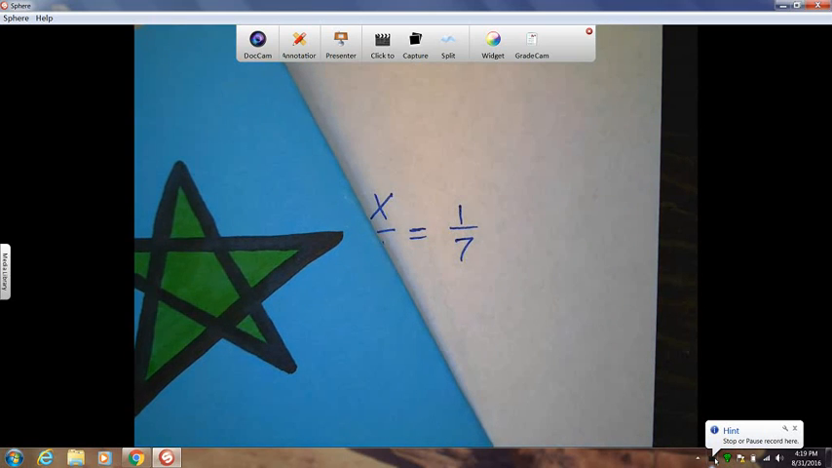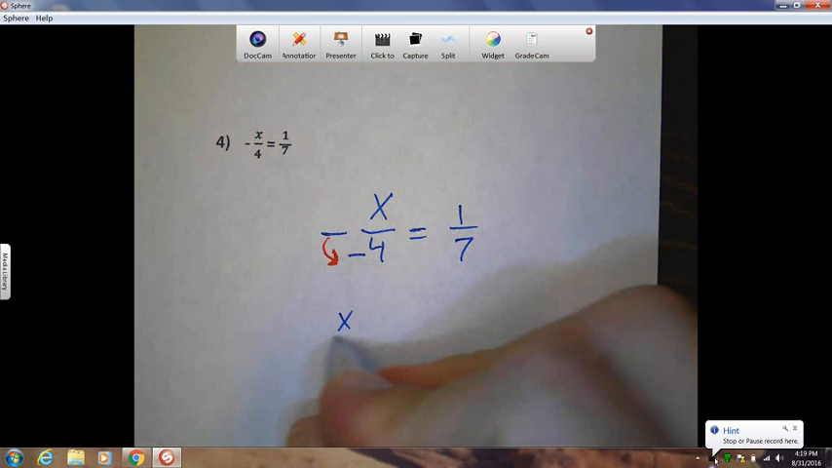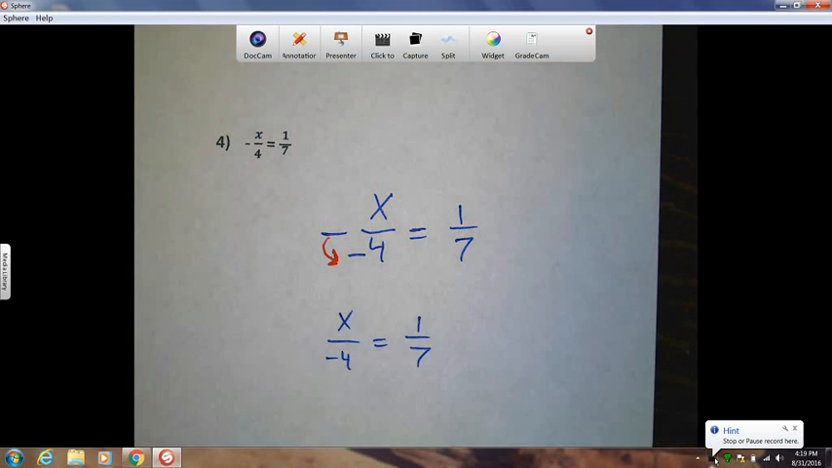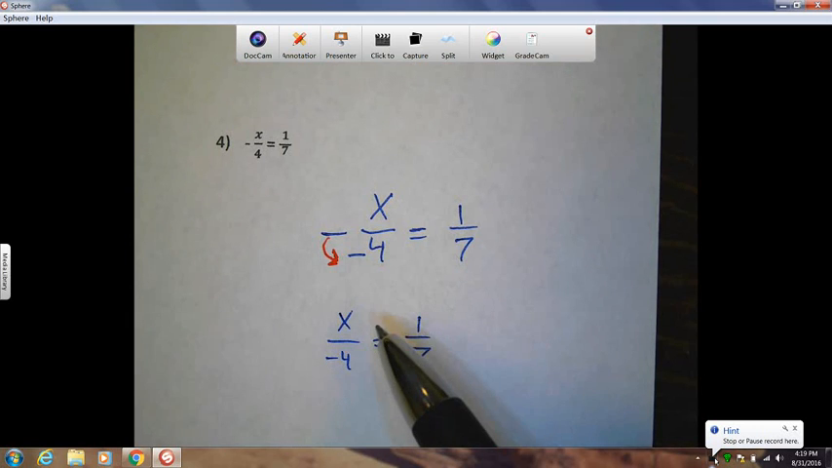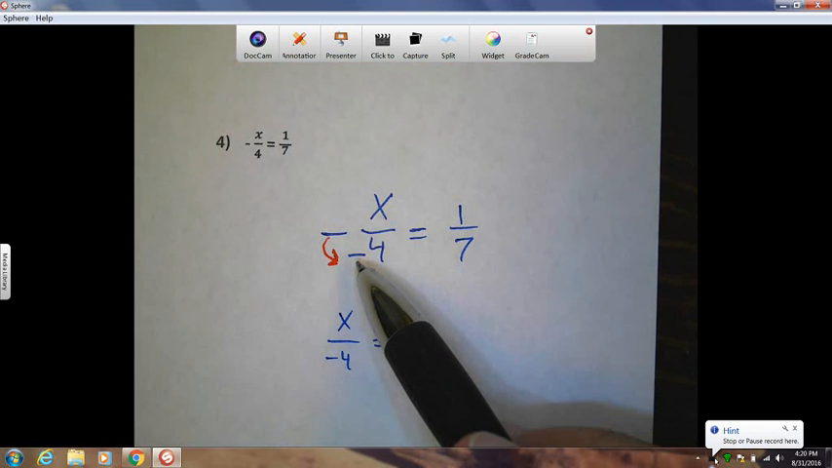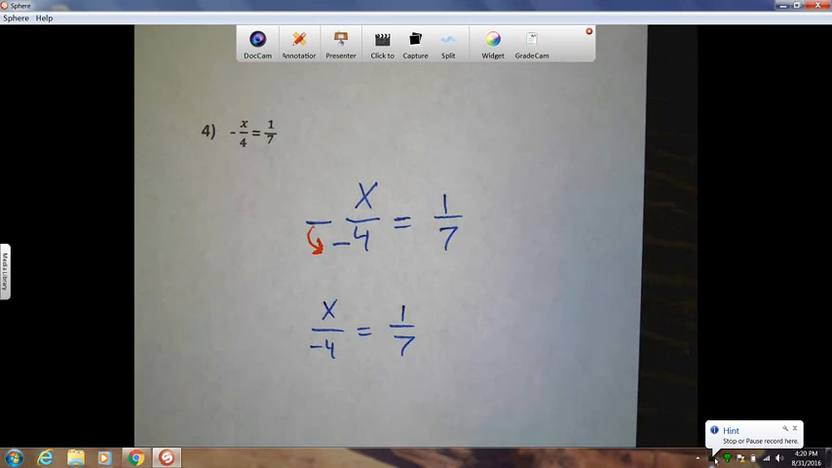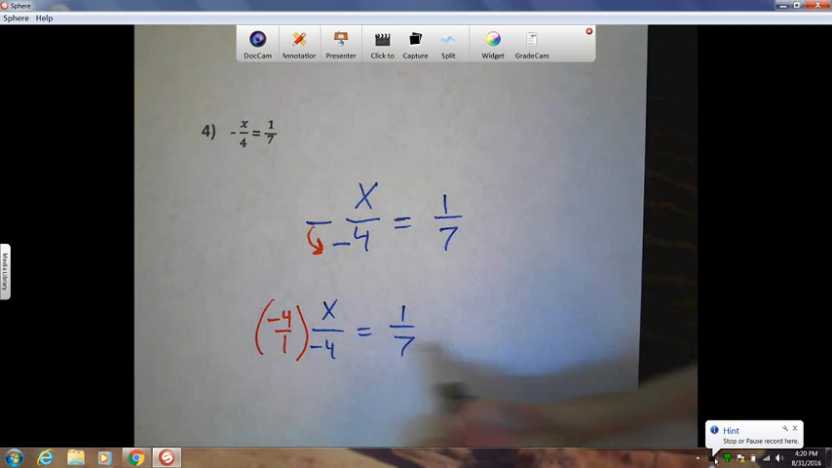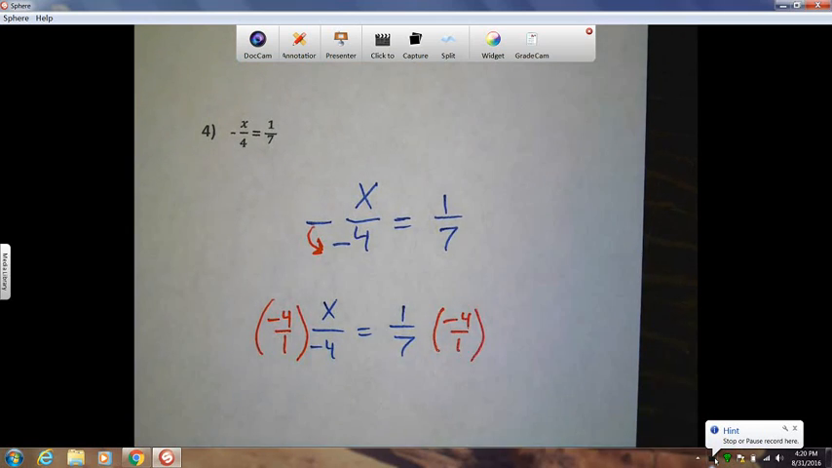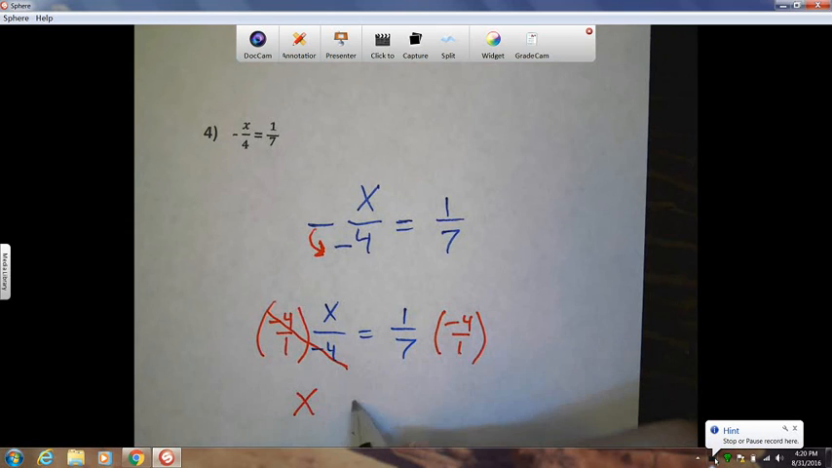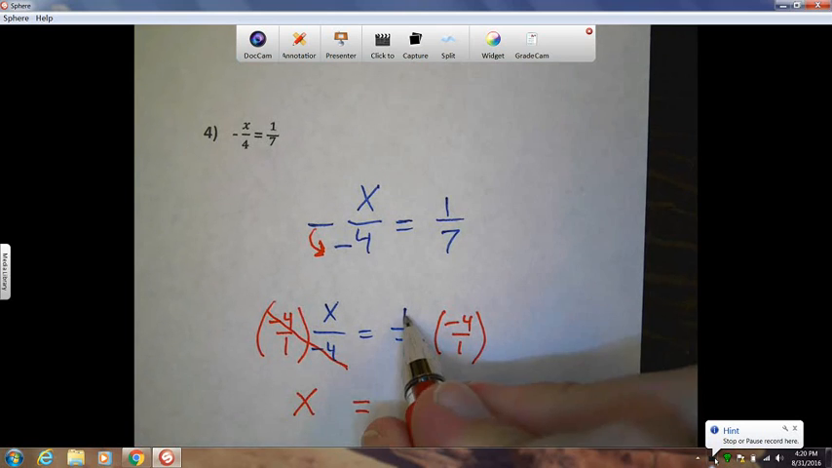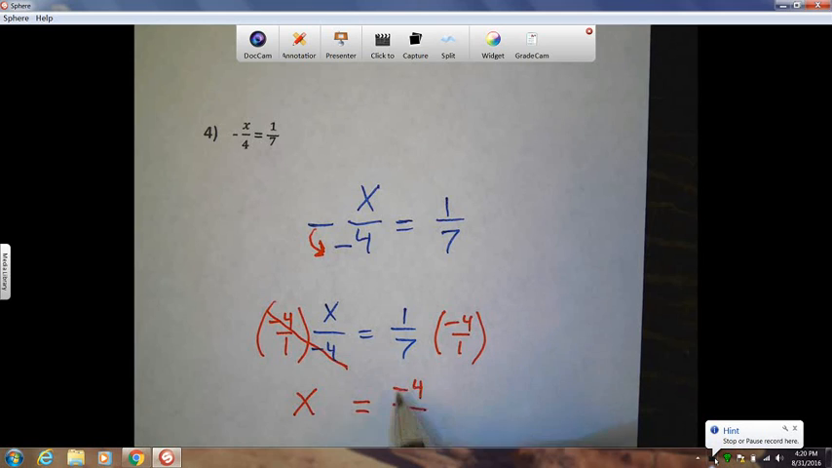I could have moved it to the numerator. I could have put it in the denominator. But I'm going to move it away from the variable. Now, in order to solve, I have x divided by negative 4, which means I multiply both sides by negative 4. And remember, that's negative 4 over 1. So that cancels out. 1 times 4 is negative 4. 7 times 1 is 7. So make sure you pay attention to those special points. Go on Edmodo, take the quiz, rewatch anything you need to.